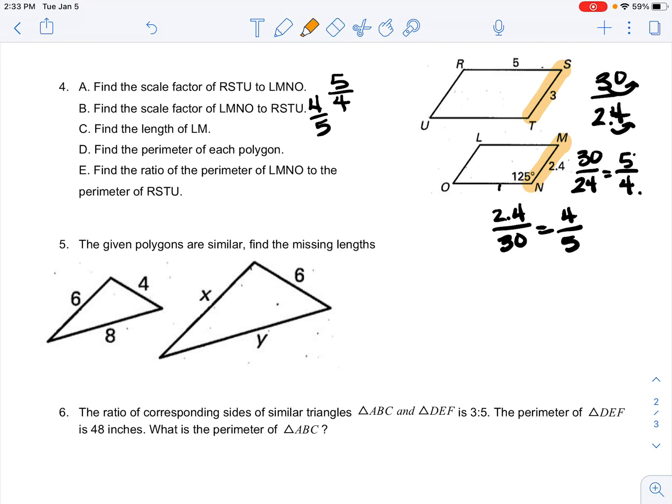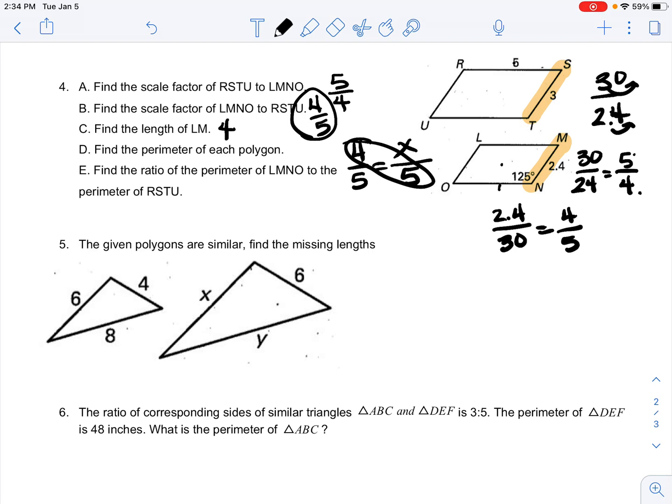Okay, find the side length of LM. Well, it doesn't really matter which scale factor we're going to use. Let's use this one. So we've got 4 over 5. 4 is the smaller shape, and 5 is the larger shape. The 5 is on the larger shape, so it needs to go on the bottom. And we simply, 4 times 5 is 20, divided by 5 is 4. So what's the length? It is 4. You're going to set up and solve the proportion.